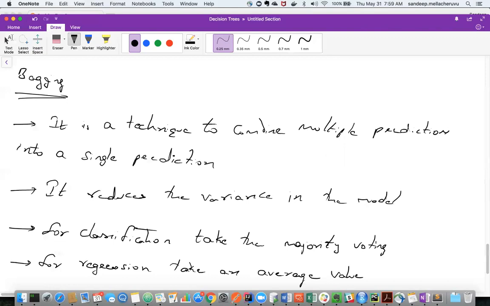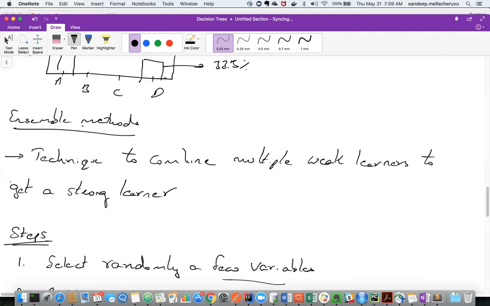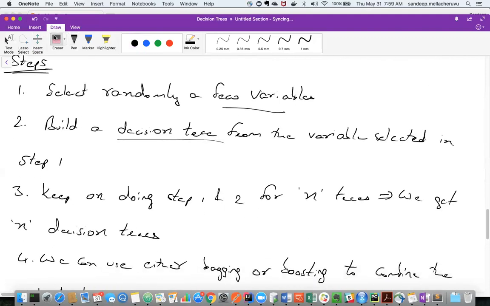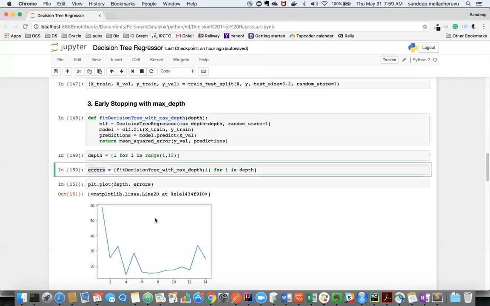Hope this intuition is clear, why the variance is less. Okay, so that is about the random forest.